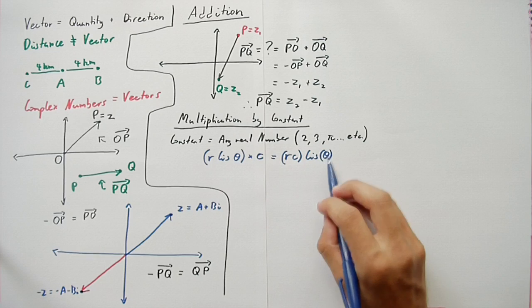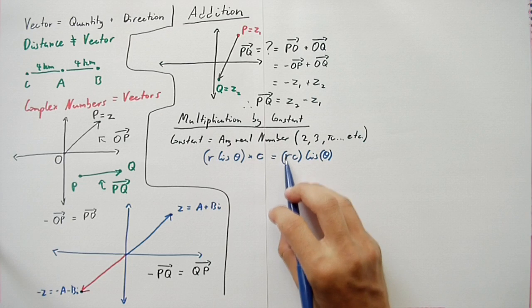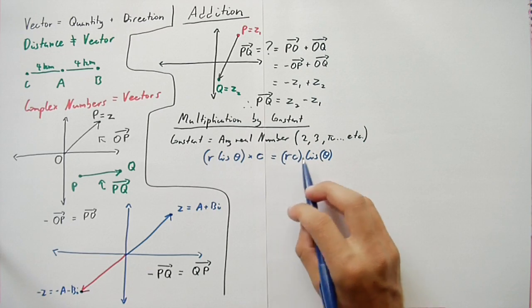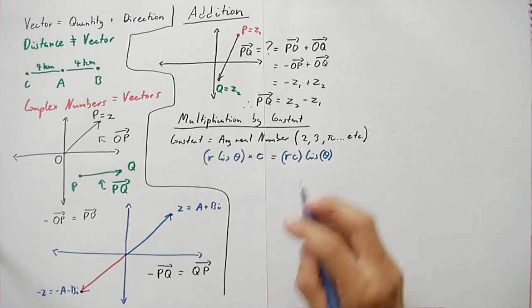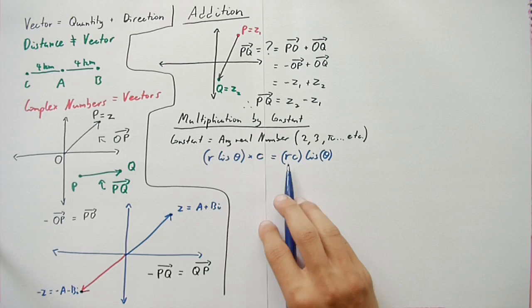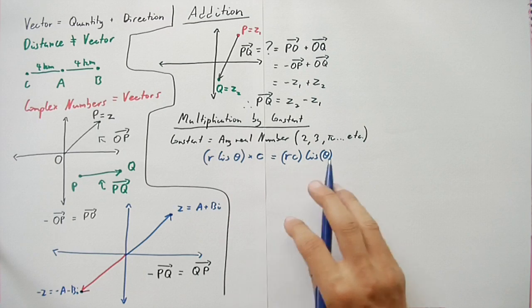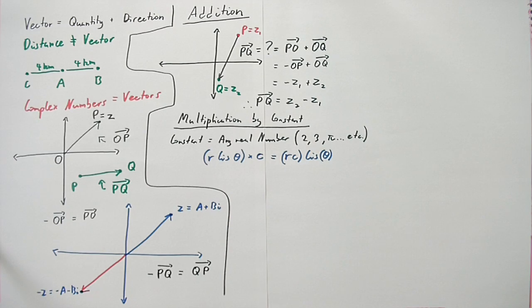So our argument theta doesn't change by doing this, but our modulus either gets longer or shorter depending on whether c is greater than 1 or less than 1. So in terms of vectors, this means that whenever you multiply a vector by a constant c, you get the same vector but either longer or shorter. For example, multiplying by 2 would double the vector's length. Multiplying by 3 would triple it, and multiplying it by half would halve it, and so on.